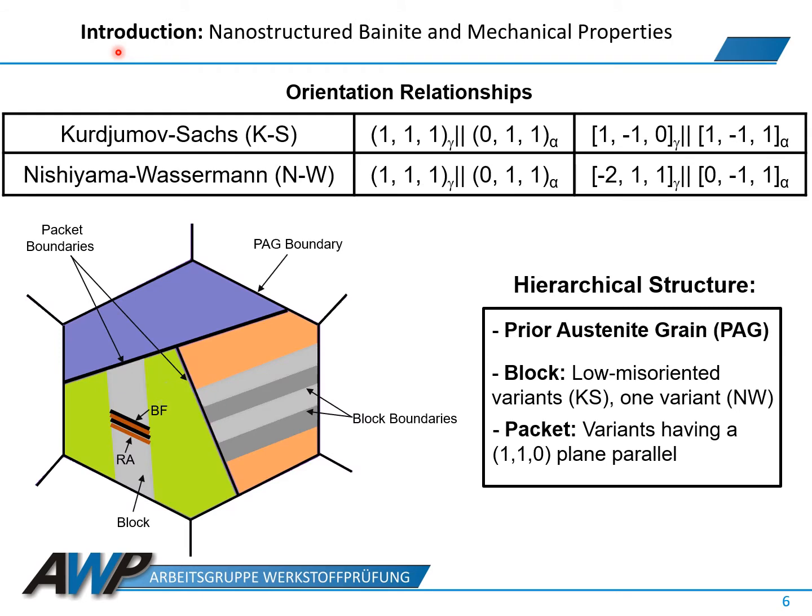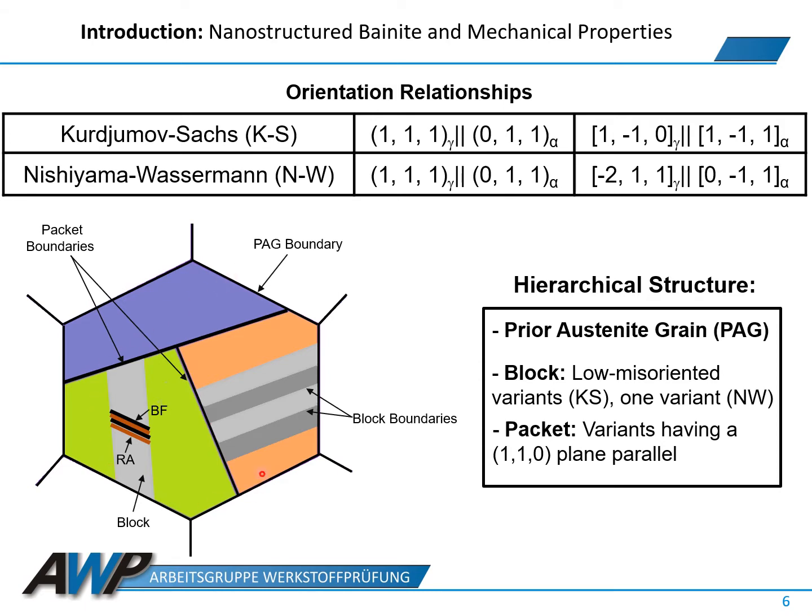Hence, I will describe the microstructure from a crystallographic standpoint. Generally speaking, in nanobainitic steels, it's been found that there is an orientation relationship between the parent austenite phase and its product bainitic ferrite, which forms a so-called hierarchical structure.